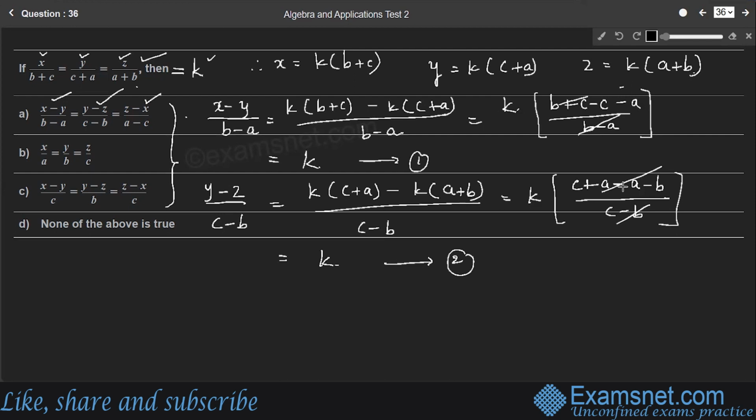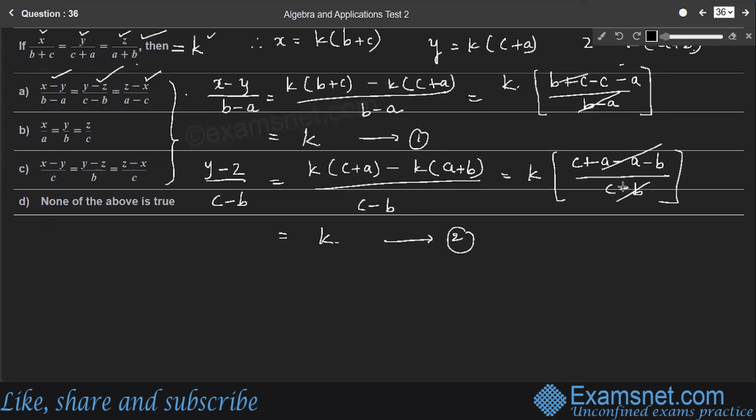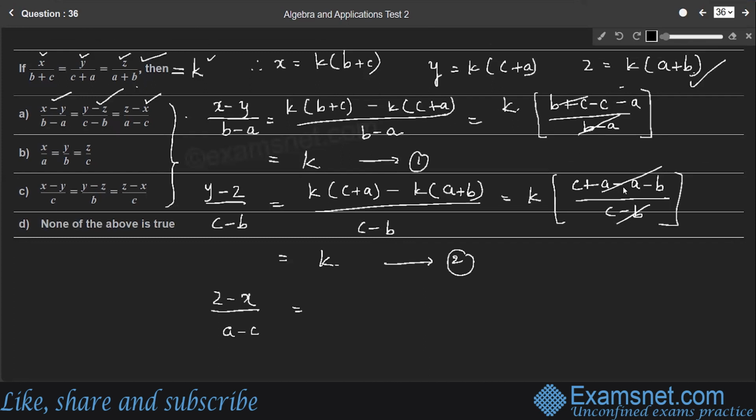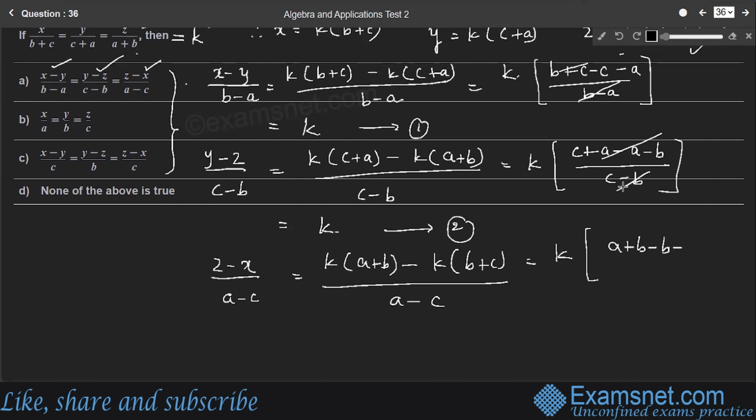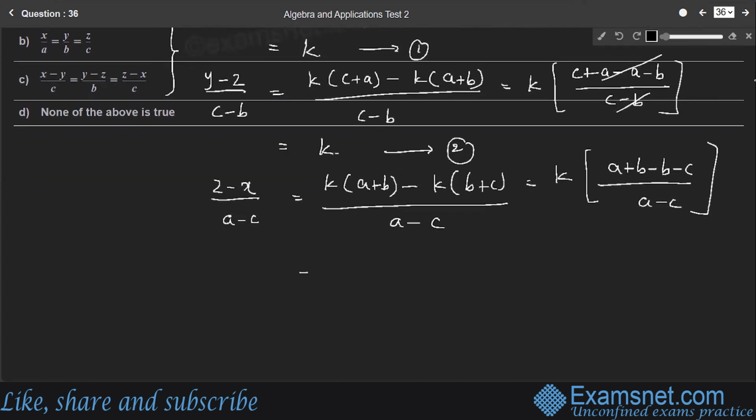Consider the third part. Let us check whether it is equal to first and second or not. So z minus x by a minus c. What is the value of z? k into a plus b, minus x, which is k into b plus c, whole divided by a minus c. So take out k. So a plus b minus b minus c whole divided by a minus c. So plus b and minus b will get cancelled. So numerator and denominator will get cancelled. k into 1 is k.